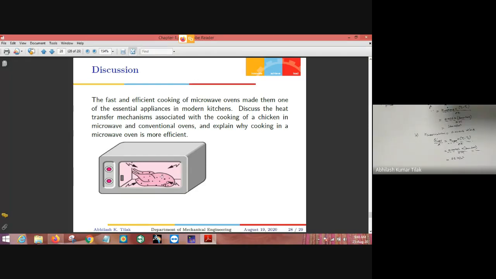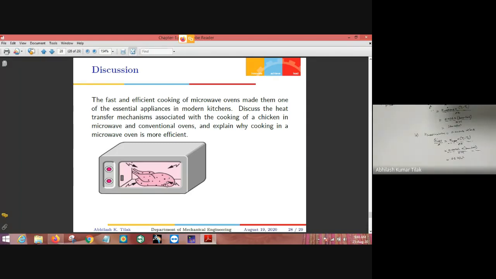Generally the microwave radiation is reflected by the metal surfaces, transmitted by the cookware made of glass or ceramic, and absorbed and converted into internal energy by the food, especially the water, sugar or fat molecules. In a microwave oven, the radiation that strikes the food material or chicken, which is shown here in this figure, is generally absorbed by the skin of the chicken and the outer parts.